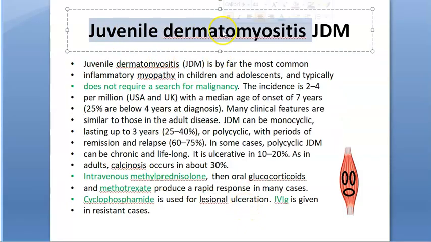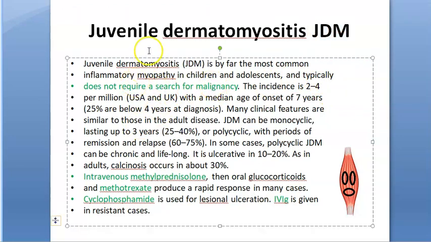There is something called juvenile dermatomyositis. They are calling it JDM. See, DM itself I don't accept because it sounds like diabetes mellitus. But anyways, in this also it's the same thing. But the good thing about juvenile dermatomyositis is there's no need to search for malignancy, because, as we told you, people around 40 to 60 years are more susceptible to acquired malignancy. So these people, no need to search for malignancy. And how will you treat? Same thing. Methylprednisolone IV, methotrexate, cyclophosphamide, IVIG, same thing.